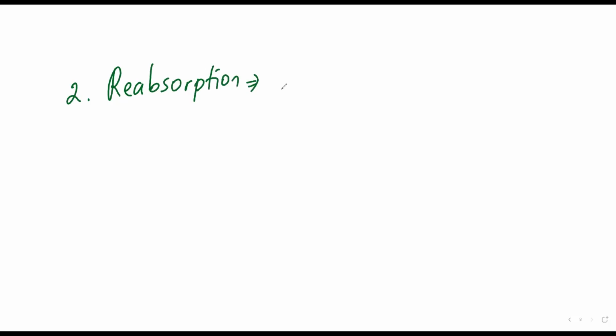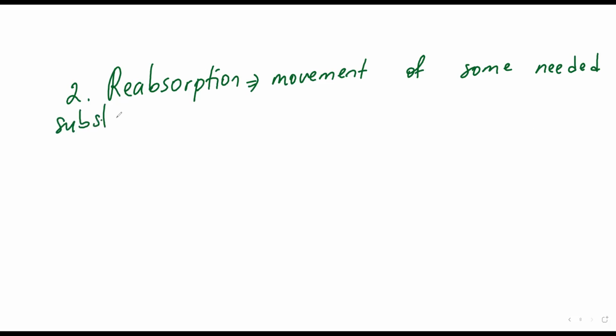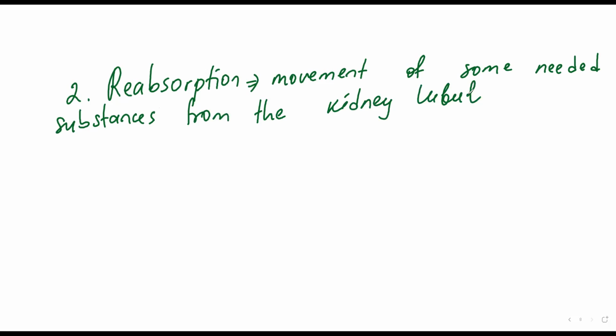Reabsorption in a simple way is the movement of some needed substances from the kidney tubule back to the blood. So by reabsorption, substances are passing back to the blood. And this is a selective process. So they are choosing which ones will pass.